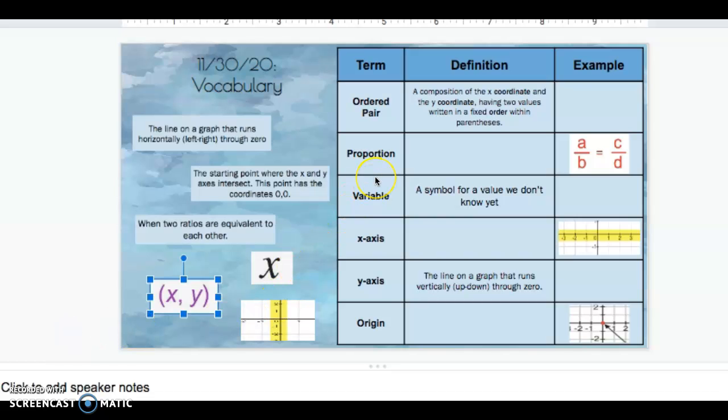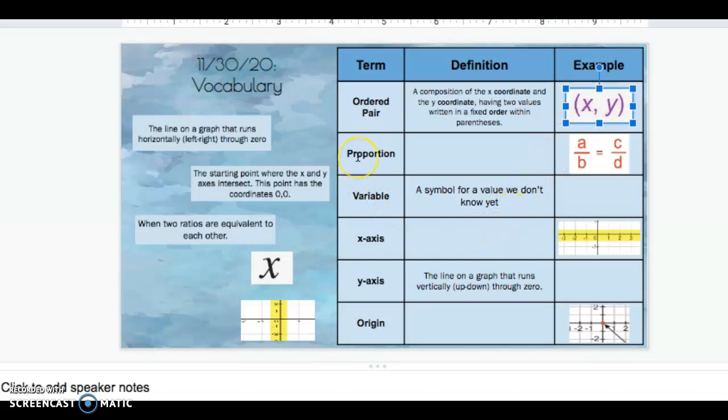All right, so for vocabulary today, you're going to have to match the definitions to the examples and the examples to the definition. Okay, so let's talk about ordered pairs. Your ordered pair is when you have an x coordinate and a y coordinate, and they have two values written in fixed order with parentheses. So that's like saying x comma y. And you place the numbers in that set of parentheses to show what you're going to plot on the grid.